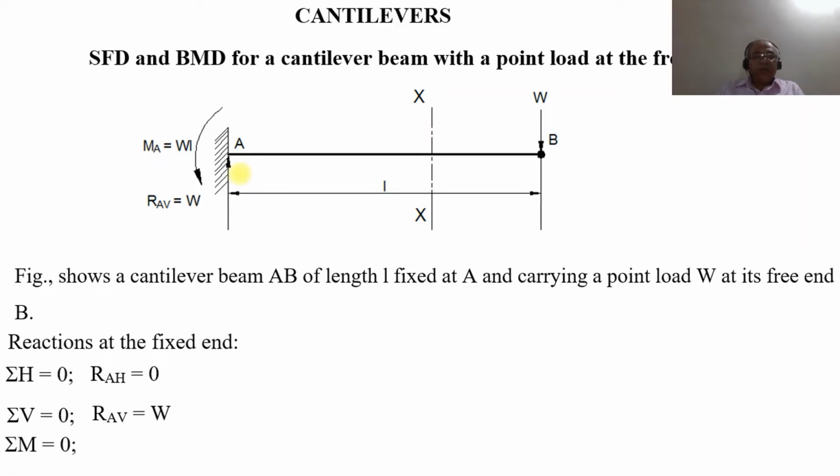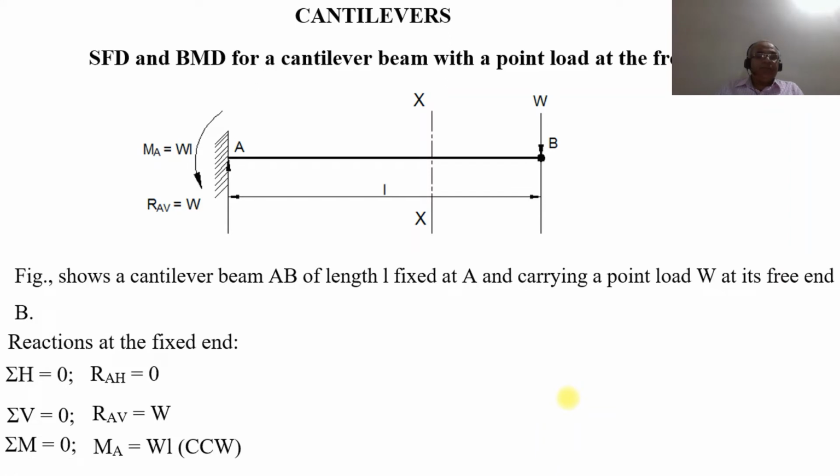Similarly, the total moment, sigma M, taking the moment about the point A, will be equal to minus W into L. So minus W into L, that is MA. Since it is negative, it is acting in the opposite direction, so it will be counterclockwise. Clockwise direction is considered positive, and since it is minus W into L, it is counterclockwise. So this is the reactive moment.